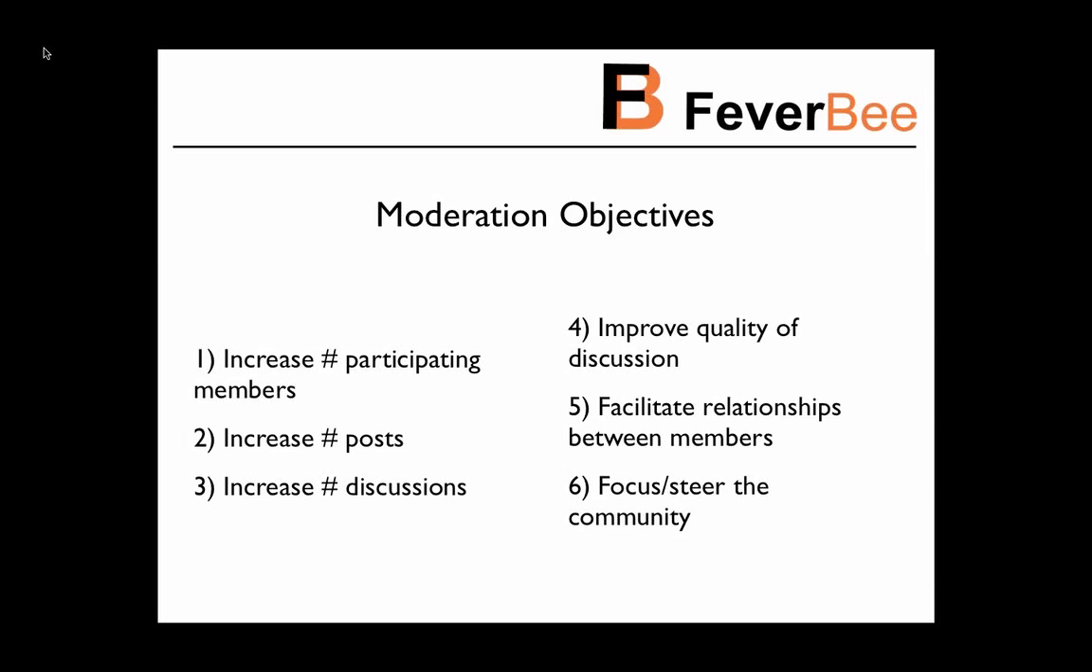Fourth is to improve the quality of discussions. Quality is a very subjective term. But if you feel that your community is going downhill, if you see that members aren't talking about things that are useful to other members, then your objective might be to improve the quality of discussions in that community. Fifth would be to facilitate closer relationships between members, but I'm not going to cover that in this lesson today. And sixth is to steer the community in a direction where it needs to go, which I'll talk about in just a minute.